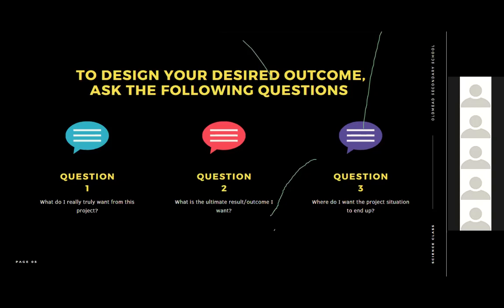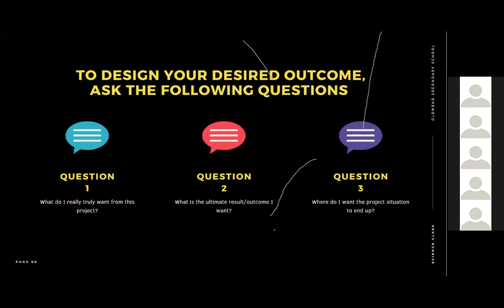And then the third question is, where do you want the project situation to end up? Like, what do I envision? I'll give an example of my sanitation company. What do I truly want from this project? So in the sanitation project, I really want schools to have better toilets and have dignified toilet solutions. What is the outcome? So the outcome is, in the next 10 years, I hope to have phased out pit latrines in a significant number of schools.